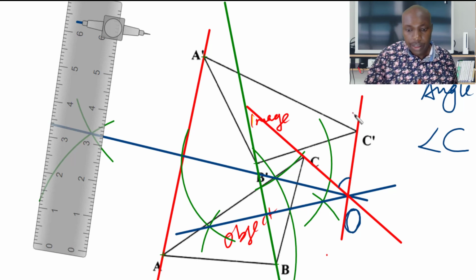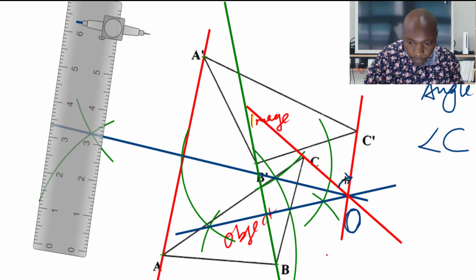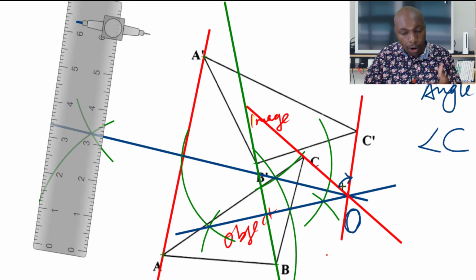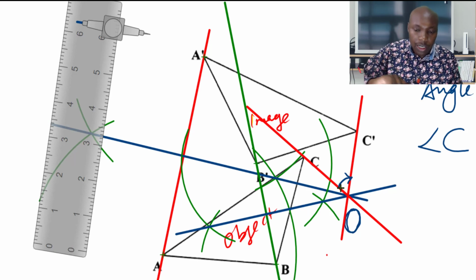Now when you're measuring the angle, we measure the angle from the object point to the image. So the angle will be in this direction. That is how the object moves. It moves from this point. You can see this one is a clockwise movement. So from the object, the point has moved in a clockwise direction. Now we need to get that angle.